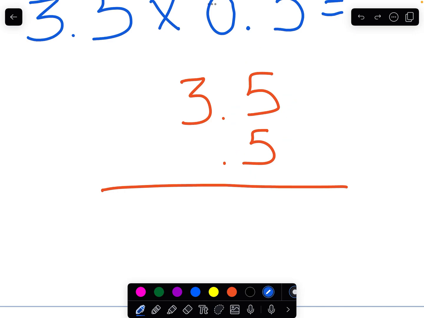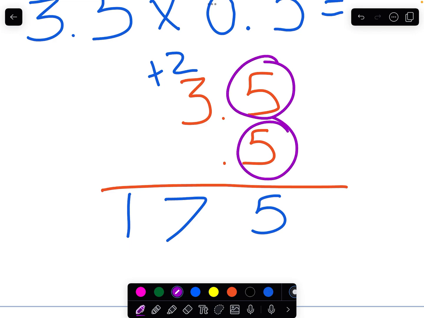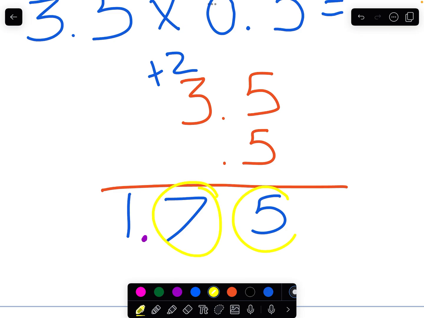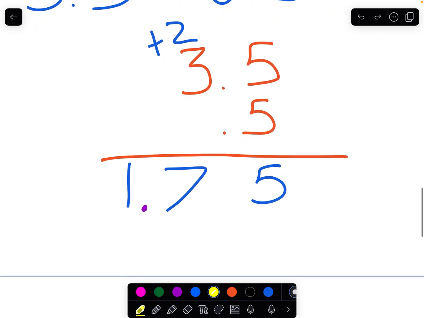Well, 5 times 5, that's 25. Carry the 2. 5 times 3, that's 15. Add 2, that's 17. My answer is 175 for now, but I have not applied my decimal point. I am going to have two numbers past the decimal point, which means I need to put the decimal point here, right after the 1, which allows me to have two numbers past the decimal point. So in all, I'm going to need 1.75 total cups of tomato sauce to make my 3.5 batches of lasagna.